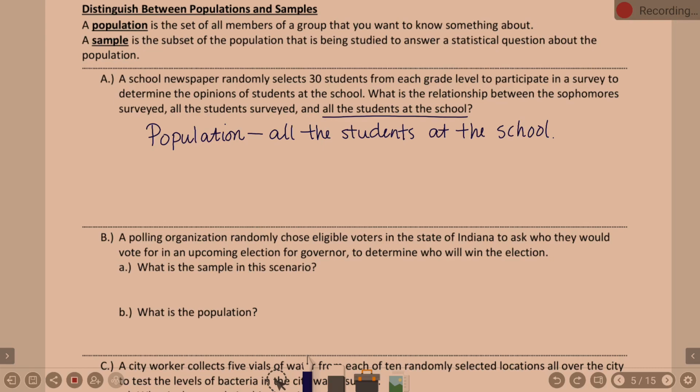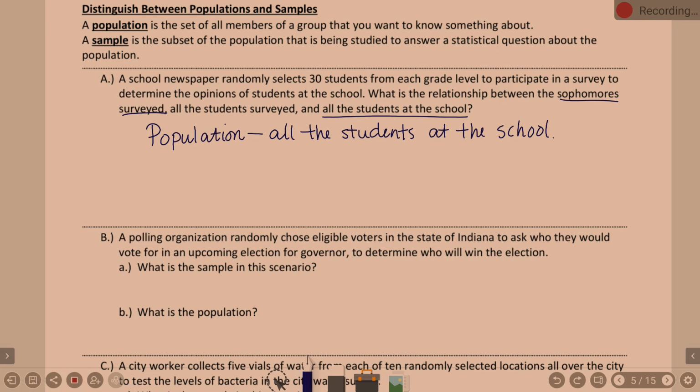Now, if the population is all the students at the school, the sophomore survey could be a sample, yes. What about all the students surveyed? Well, it just says all the students surveyed. What would those be considered? That's part of it. That could be a sample as well, right? So those are all either samples or parts of samples.